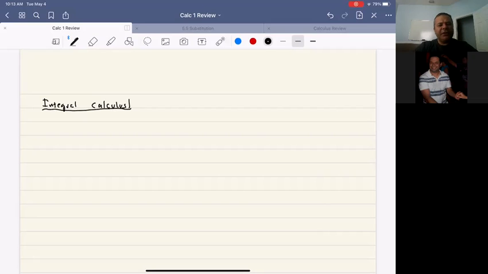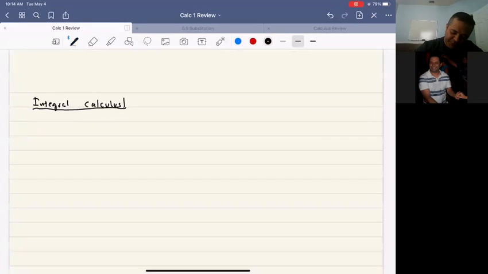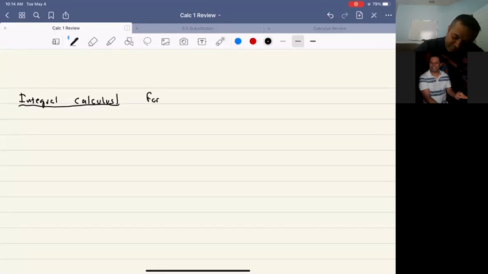Okay, so the integral is basically defined for positive functions as the area under a curve. So for y equaling f of x, let's say it's greater than or equal to 0, then the integral from a to b of f of x dx equals, and it's defined in Calc 1 as this limit.